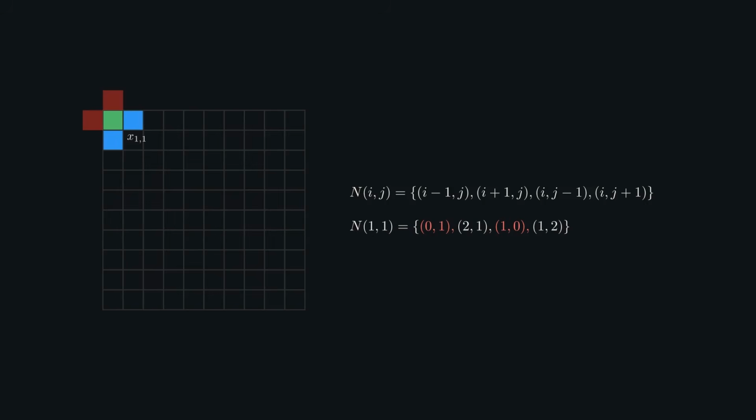To represent this, we'll introduce a function n, which takes a position i, j, and returns a set of valid neighboring positions. We'll use this to check whether we have water around a sugarcane plant. But our current definition of n has an issue. On a corner, for example, position 1, 1, n returns indices which are invalid. To deal with this, let's have a look at the following.